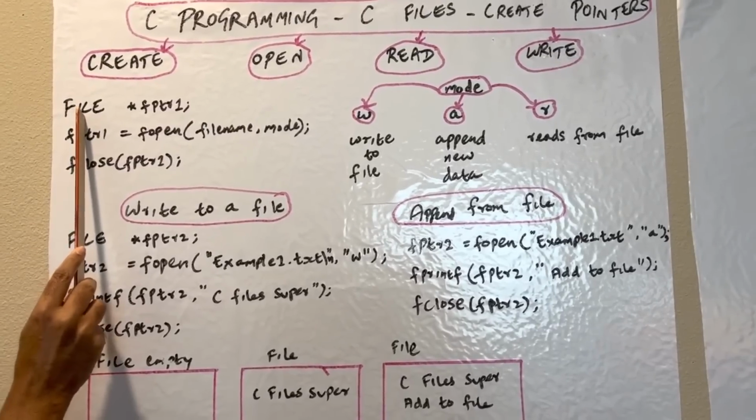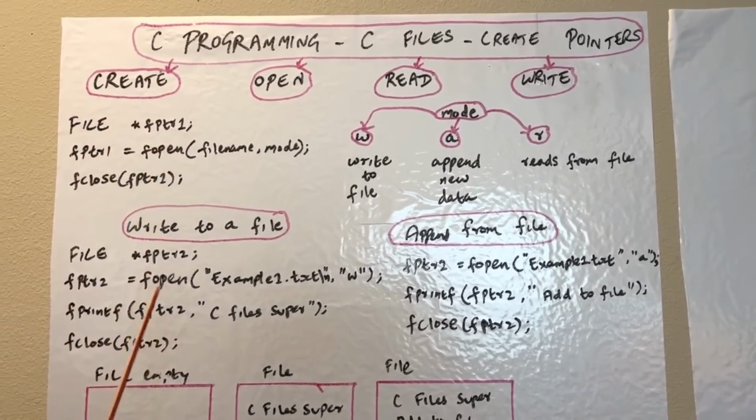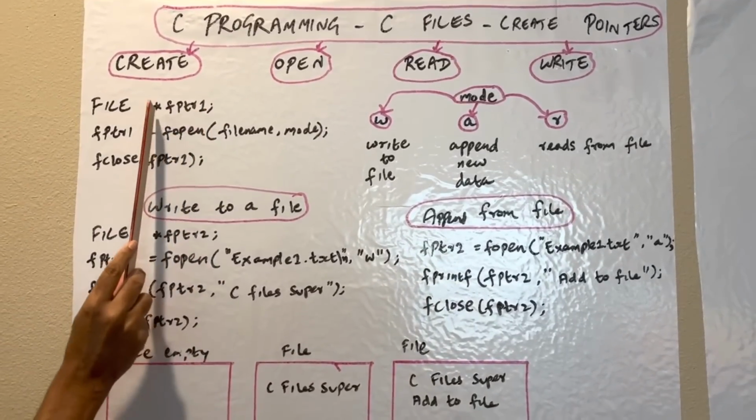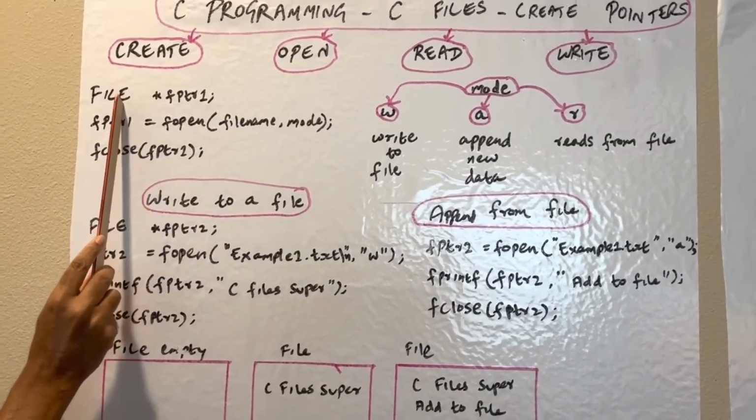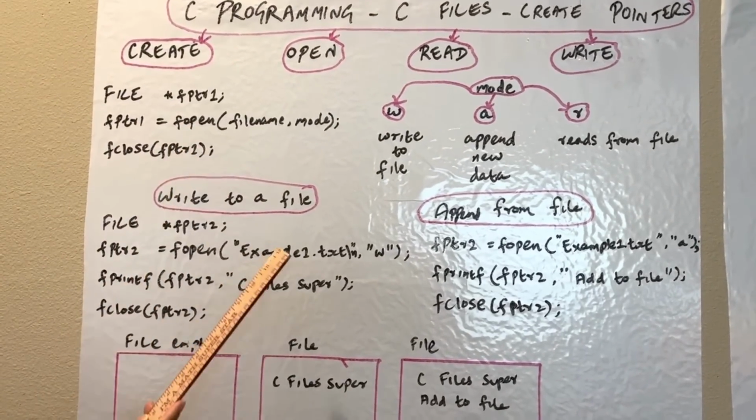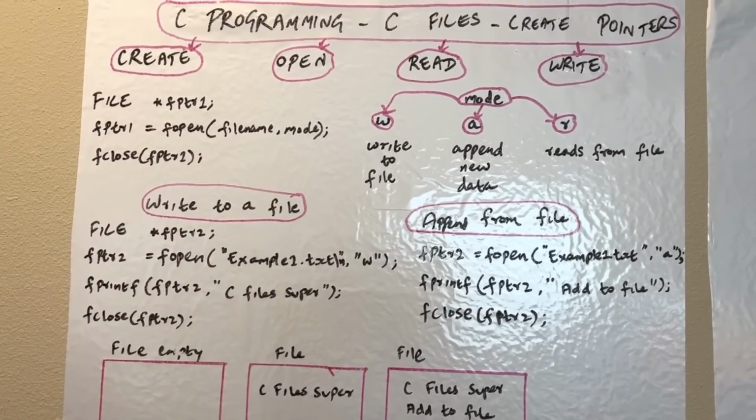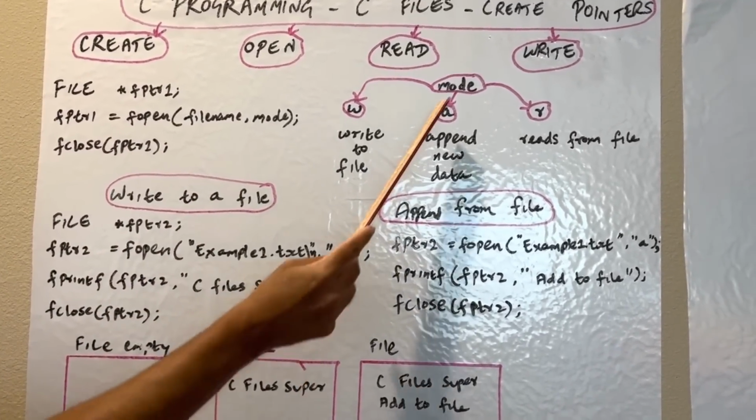FILE is a reserved word for the C language. I define a variable, fptr1. When you say star, it's a pointer. So fptr1 equals, I'm saying open the file: fopen. We put the file name and what mode we want to open the file in. What is the mode?